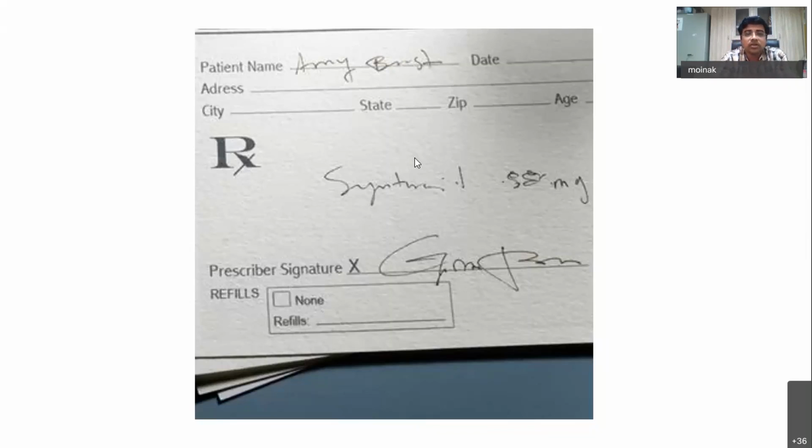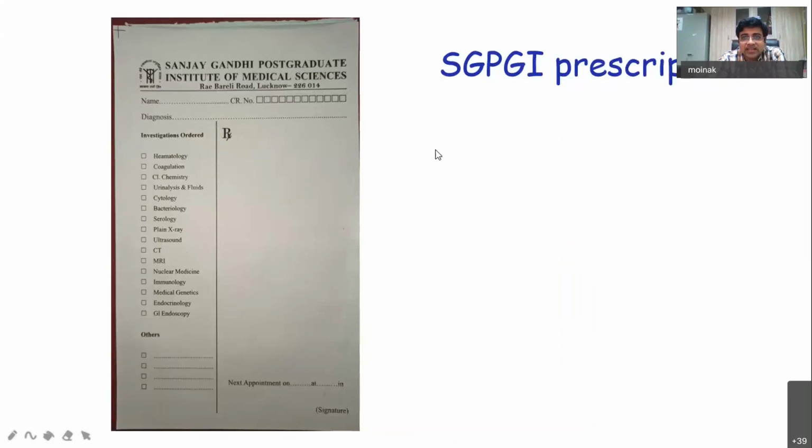Anybody else? Dr. Navya? Yes, sir. What do you think is wrong with this prescription? There is no date, and what is written, it's not even legible. We can't see whether it is a tablet or injection or what it is. How much would you rate this out of 10? Zero. Good. Okay, now this is a standard SGPGI prescription that you and I are all used to.